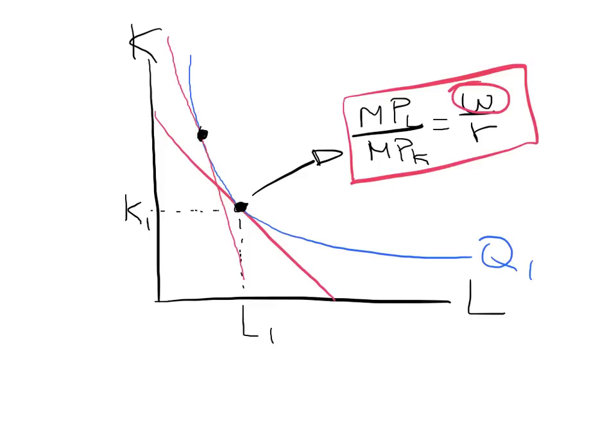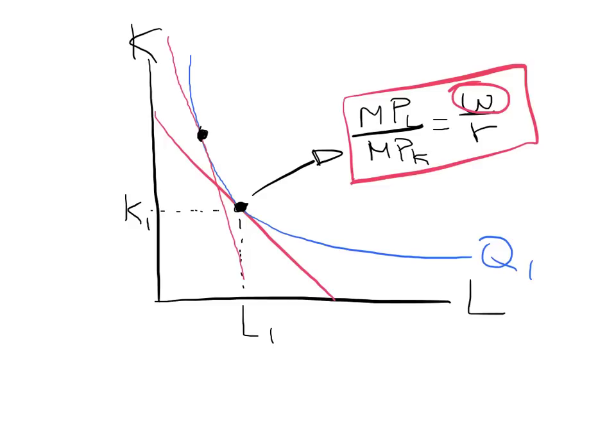Which makes sense. If labor becomes more expensive, the firm is going to replace some labor with some capital. So you will end up using more capital and less labor because the tangency point will be at a higher point of the isoquant. By the way, this will be the same thing that happens if the rent becomes less, if the price of capital becomes cheaper.